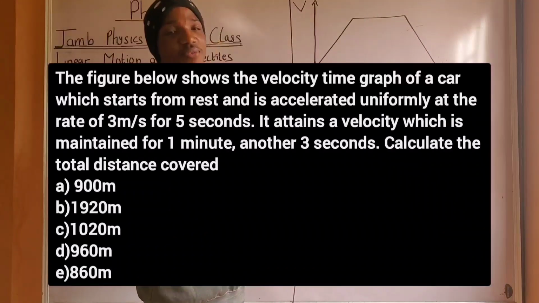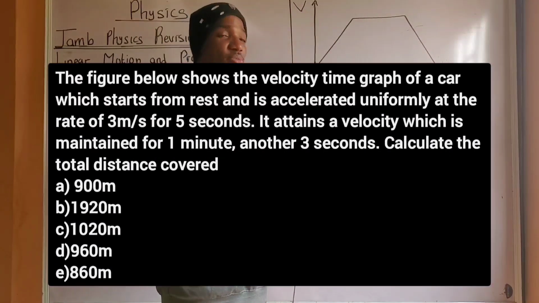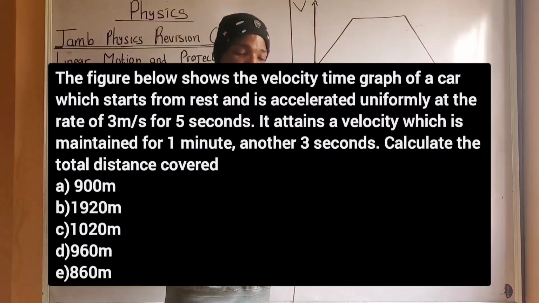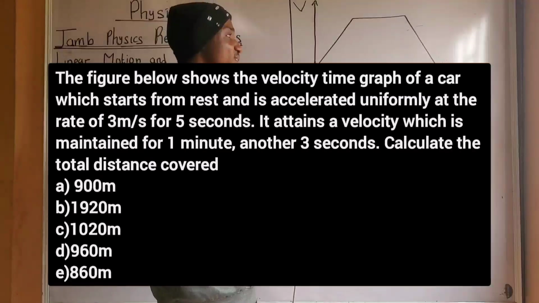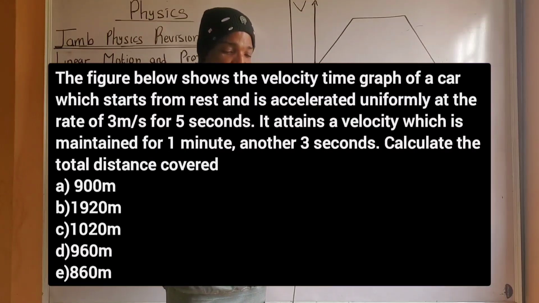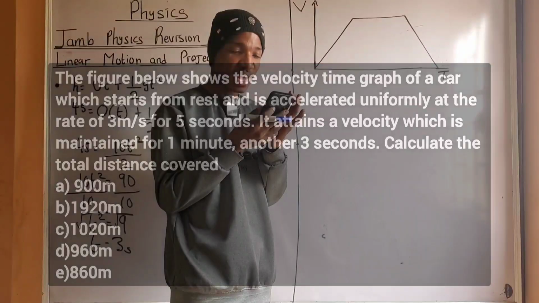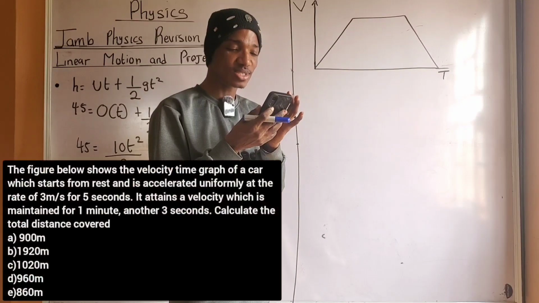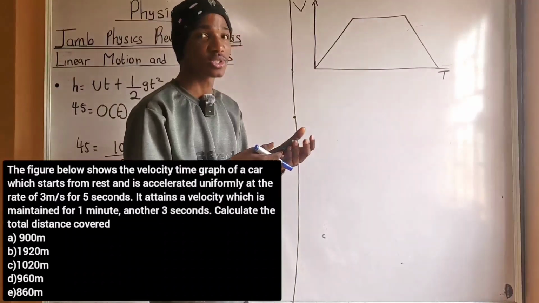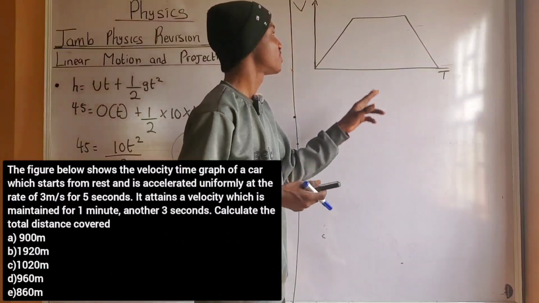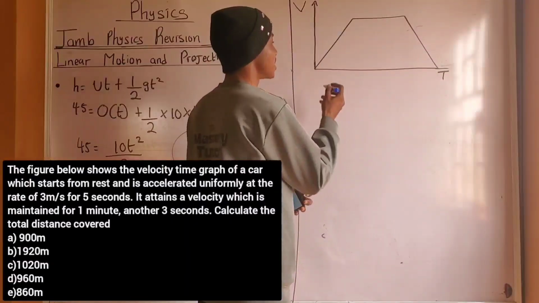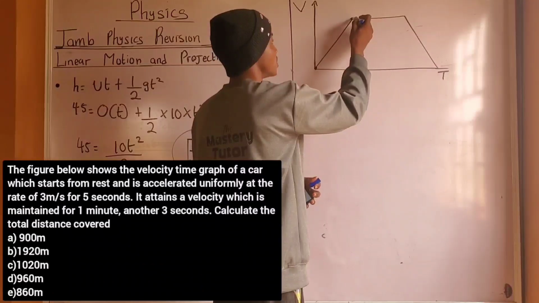Please kindly pay attention. The velocity time graph, I've already drawn on the board, so we're going to make use of this diagram to answer this question. Let us look at the progression of the movement of the body. The car accelerated uniformly at the rate of 3 meters per second squared for 5 seconds.